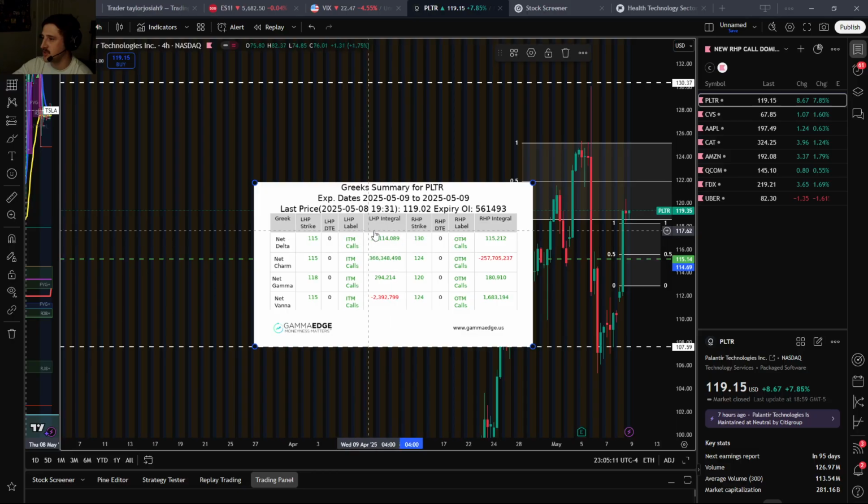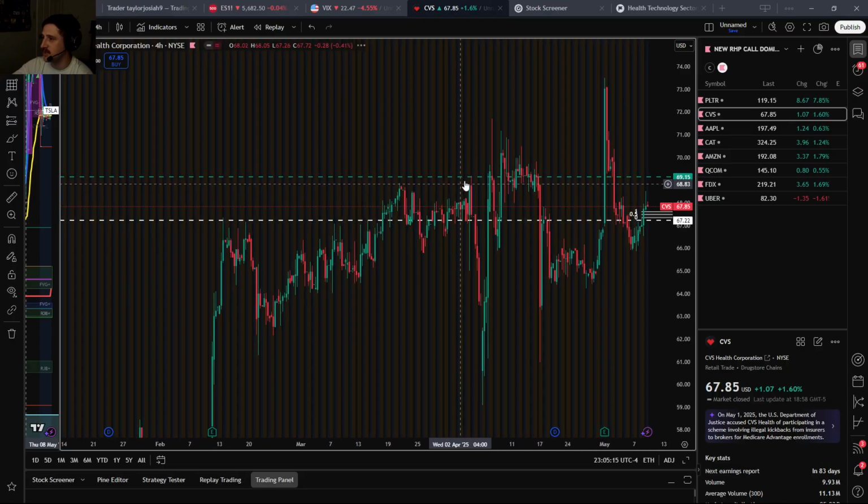Just understand that this is generally bullish considering the environment below and above spot price. Next one is CVS.